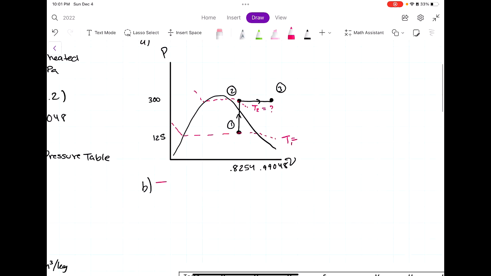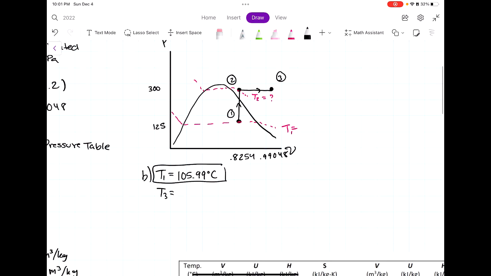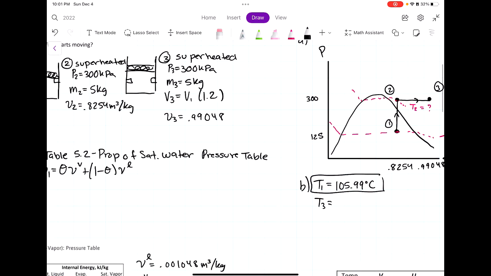So that one was not that bad. So temperature at state 1 is 105.99 degrees Celsius. Perfect. That's one of our answers. Now we have to figure out the final temperature. And for the final temperature, we see that it's a superheated vapor, right? So we're not going to be looking at our saturated water tables. We're going to look at our superheated water or superheated steam tables.